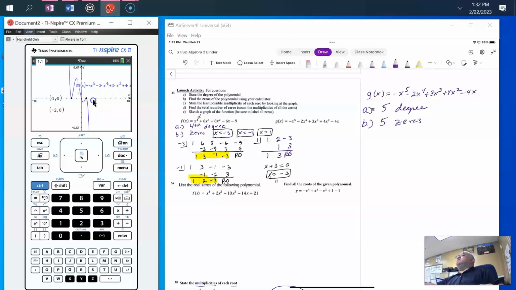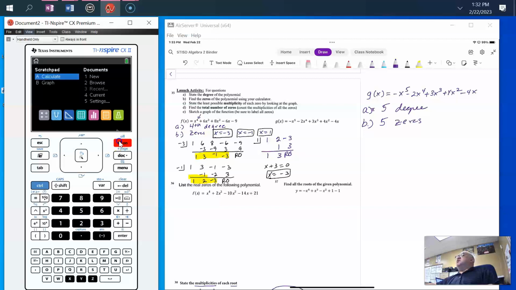Interesting. Okay. This point is a 0, and in this case, it already did it for me because of the previous function. Negative 2, 0, and then the other one is 1, 0. I still have another 0, so I'm going to go to menu.